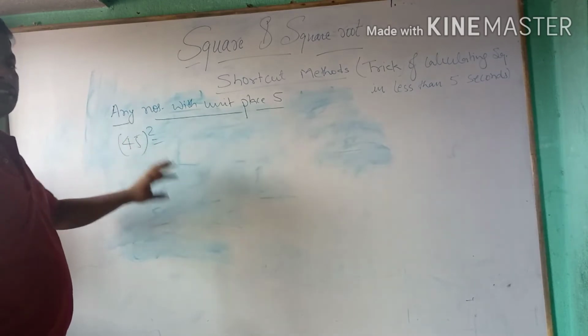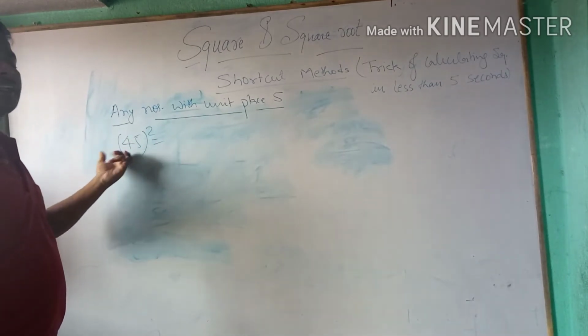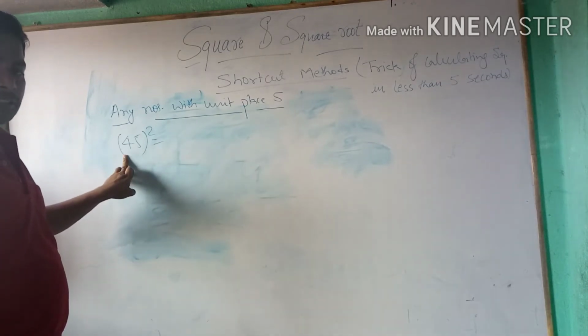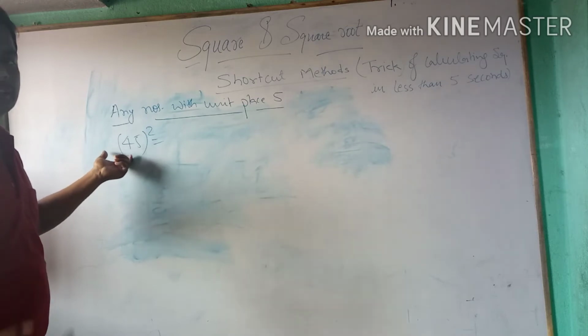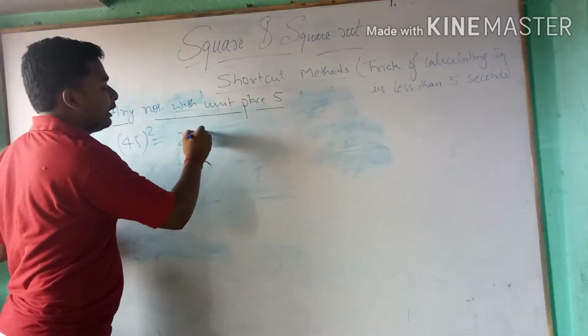My dear, this is nothing but: if the unit place is 5, then we will multiply the remaining part with the successor number of that. Suppose in this case it is 4. What is the successor of 4? It is 5. So 4 into 5 is 20 and we will add 25.